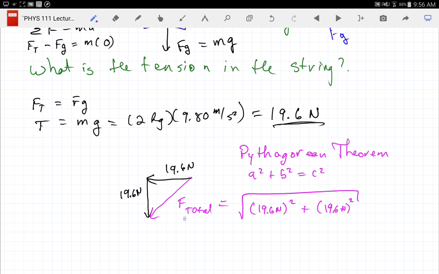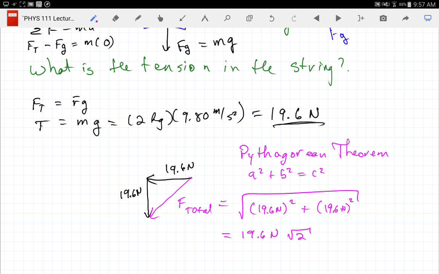So doing that, F total was the hypotenuse. Do the math. It's just going to be 19.6 newtons times the square root of 2, or times 1.41 if you prefer. I'm going to leave that instead of actually calculating a number.